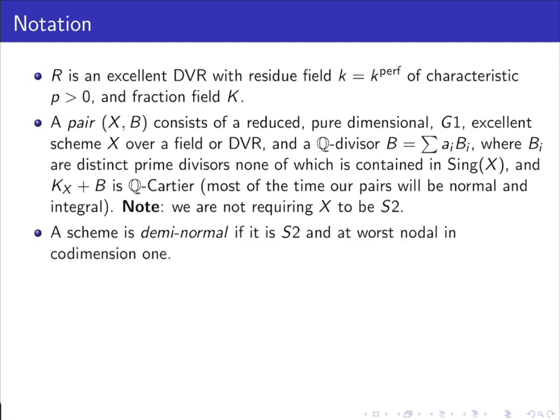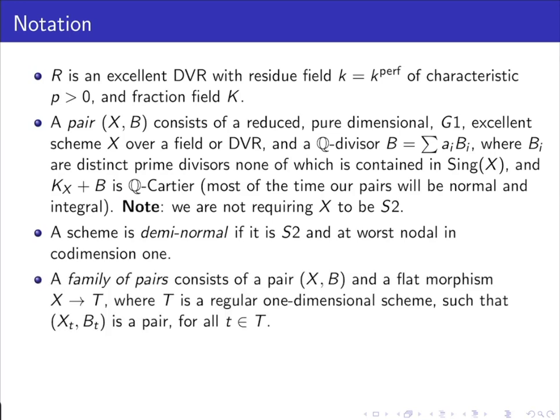A scheme is demi-normal if it is S2 and it is at worst nodal in codimension 1, so either nodal or regular. And a family of pairs will consist of a pair (X, B) and a flat morphism to a regular one-dimensional scheme T, such that all the fibers are pairs for every point on the base. All my families will always be over a regular one-dimensional scheme. So this is the simplest kind of family that one can consider, and for our purposes it will be general enough.